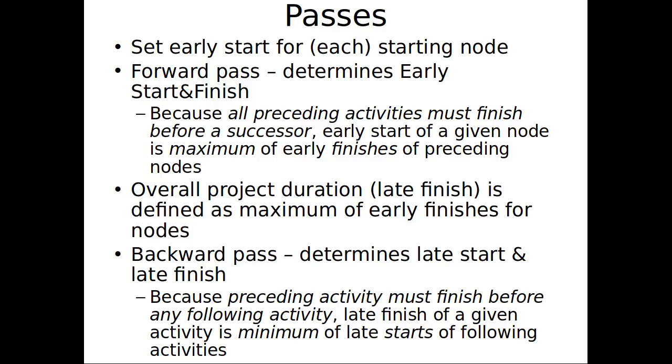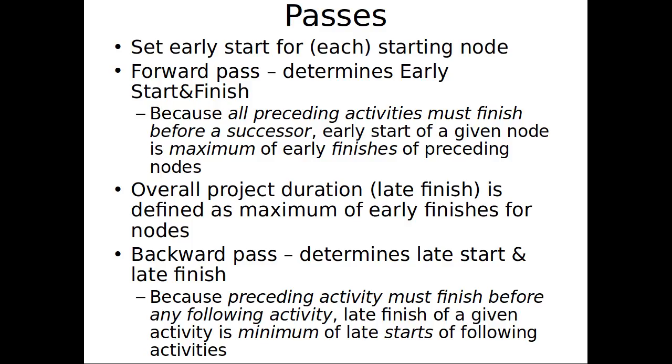So let's suppose here we're considering node D, which depends on B and C. It can't start until B and C are finished, right? The earliest D could start, therefore, is the maximum of the time that B and C have finished. If C is delayed, we still can't start D until it's finished, okay? So note the maximum. Now, the overall project duration, the duration of the whole thing, is to be defined as the maximum of the early finishes for all the nodes leading up to the last point.